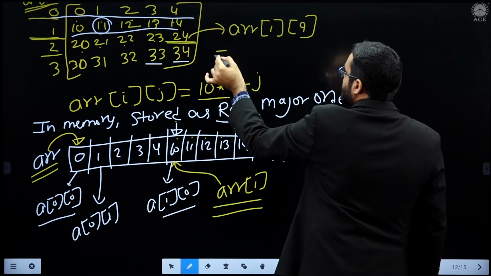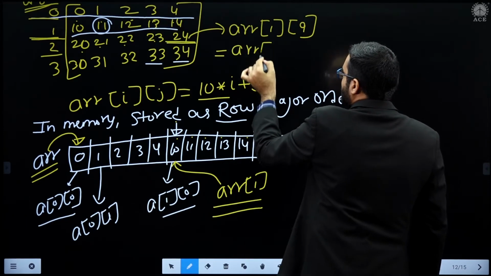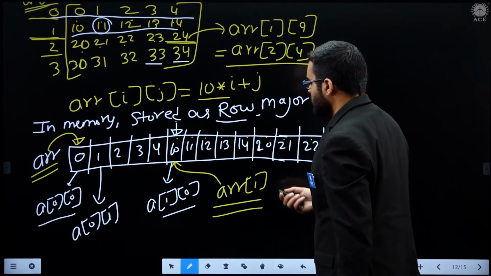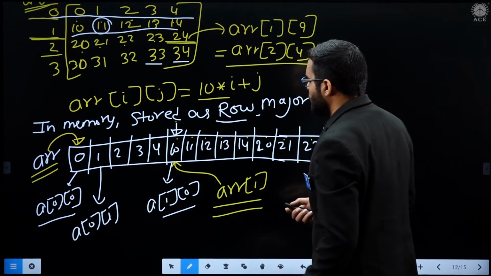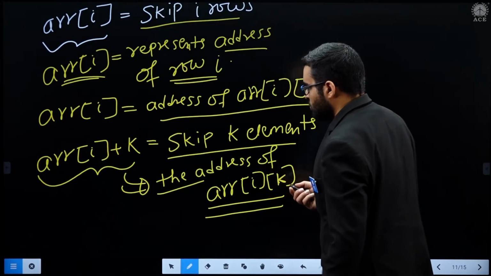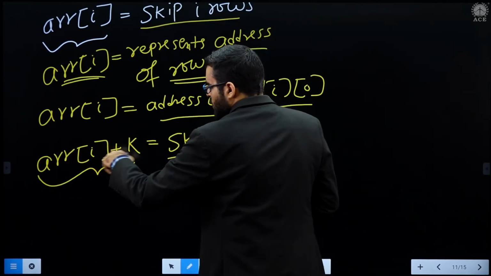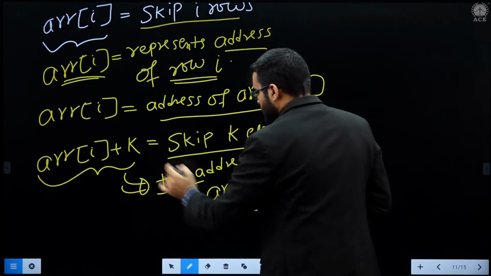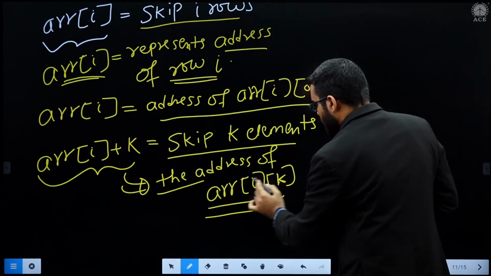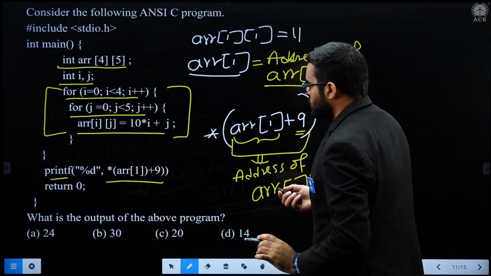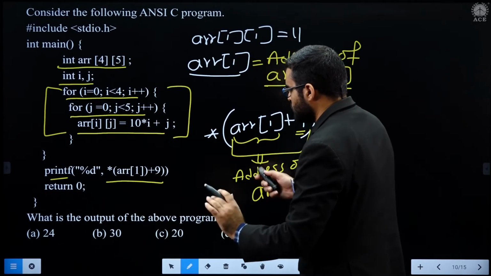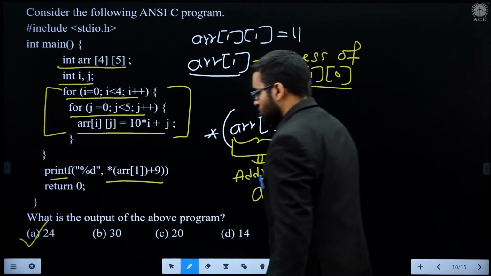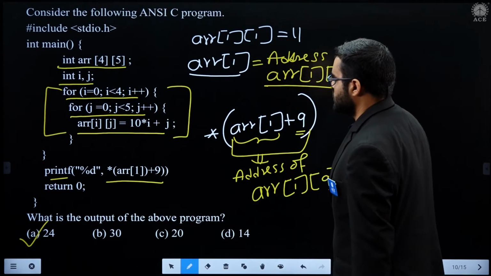So this I can write arr of 2, 4. So like this you can do. So the answer will be what? The answer will be 24, because remember arr plus k means skip k elements, or I can say the address of arr i k. So here the answer in this question will be 24. So this is the answer for this question.